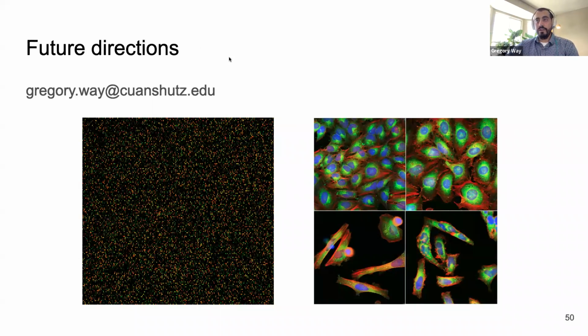So in future directions, you can email me if this was interesting to you and you might have the capabilities of generating this data, or you want to work with me on a particular problem and I can find other people to generate this data. There's also loads of publicly available data.